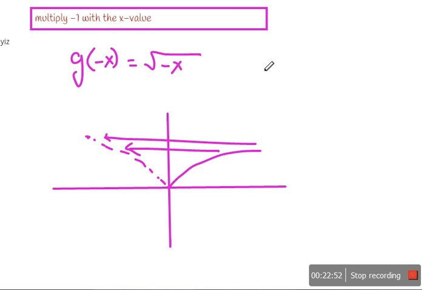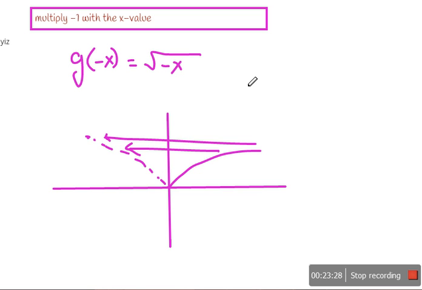So that's the consequence. Previously we learned, if we multiply a negative number with the whole function, which means with the y value, the graph flips upside down. But if you multiply a negative number with the x value, the graph flips right to left. So this is also called a reflection about the y-axis, as the y-axis is involved here. You can see that previously the x-axis was involved.